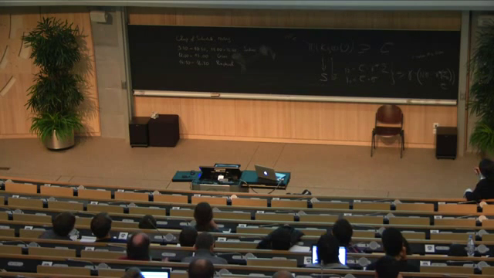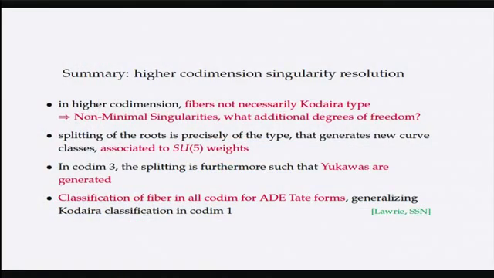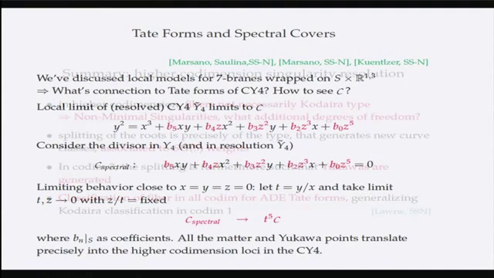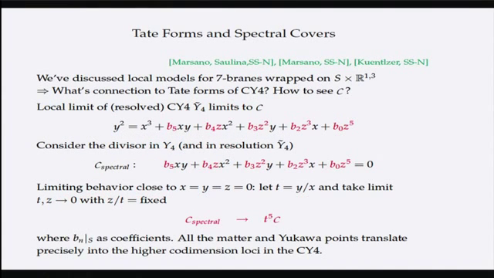Okay, so this is now the one slide that really connects very precisely what we discussed in this lecture to what we discussed in the last lecture. We always look at this kind of Tate form for, say, an SU5 singularity like here. And one question is that this should be describing 7 branes in a Calabi-Yau fourfold, wrapping some surface S times R^{1,3}.